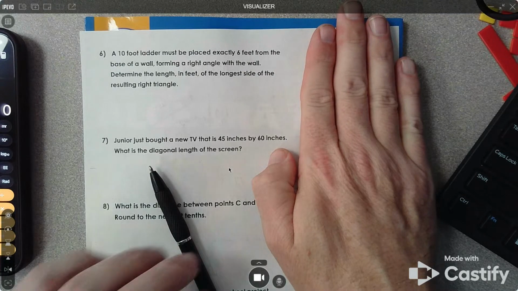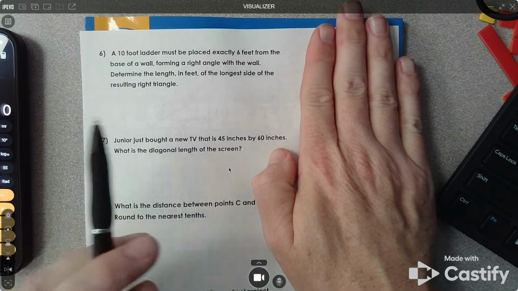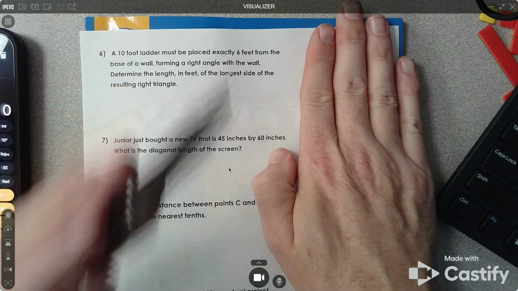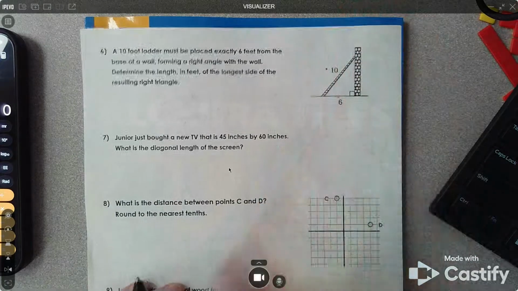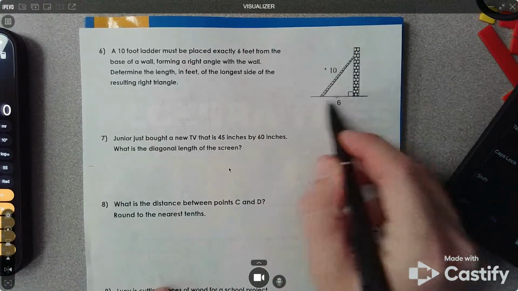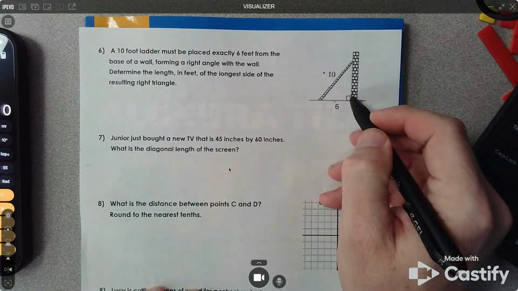It says a 10-foot ladder must be placed exactly 6 feet from the base of a wall. So the ladder is 10 feet long and it's going to be leaning. I'm almost certain that the ladder is going to have to be side length C because it's going to be at an angle. And it's going to be 6 feet from the base of the wall. So down here is how far it is from the wall. Right here is how long the ladder is. Here is my right angle.